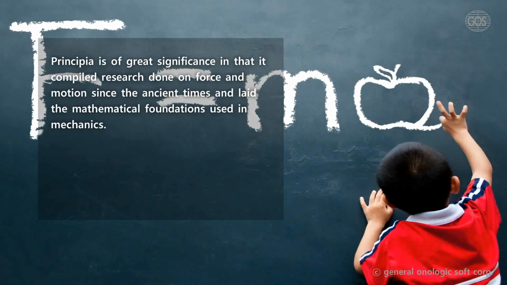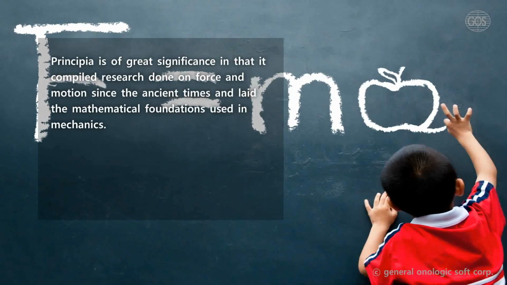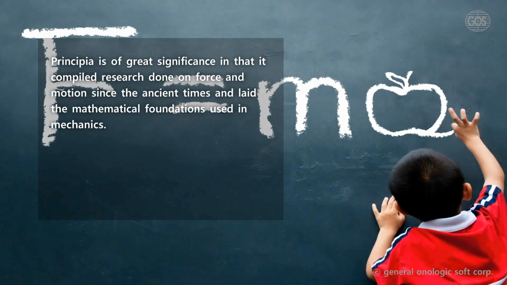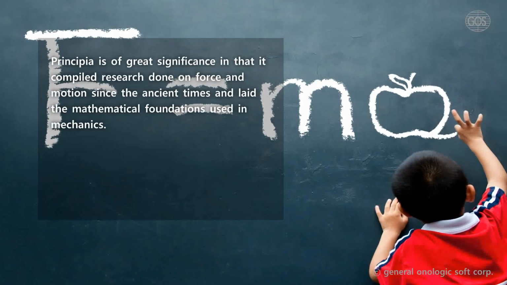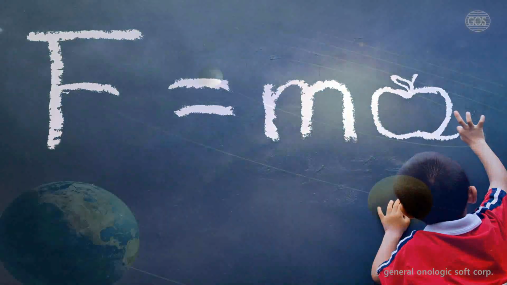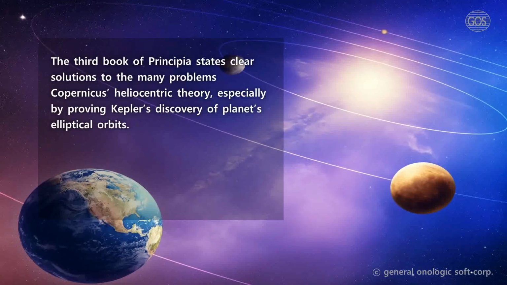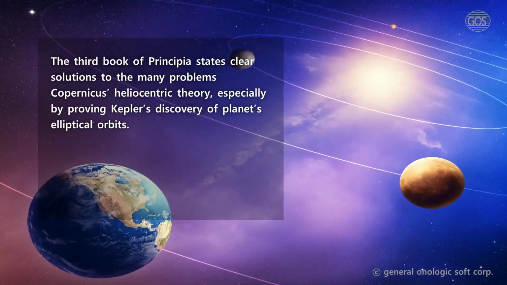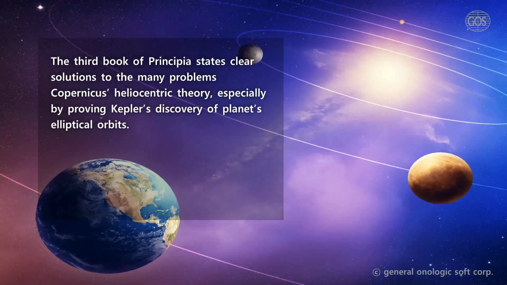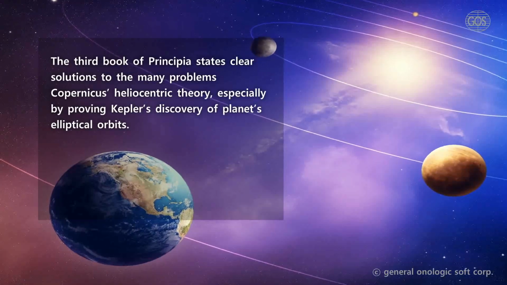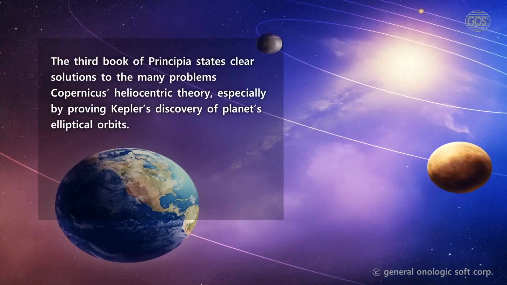Principia is of great significance in that it compiled research done on force and motion since ancient times and laid the mathematical foundations used in mechanics. The 3rd book of Principia states clear solutions to the many problems of Copernicus' heliocentric theory, especially by proving Kepler's discovery of planets' elliptical orbits.